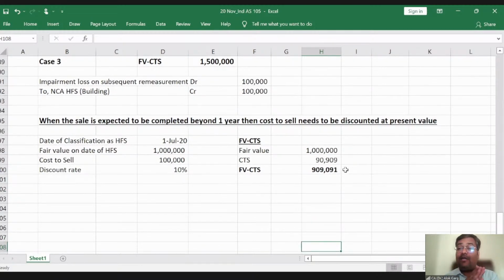So if the sale is expected to complete beyond 1 year, then on the initial recognition of NCA HFS, you compute fair value less cost to sell, compare it with the carrying value, and recognize the lower value as NCA HFS. Is it clear? So this is how we calculate the cost to sell, deduct it from fair value and compute the fair value less cost to sell on the date of classification as HFS. I hope it is clear to all of you now.